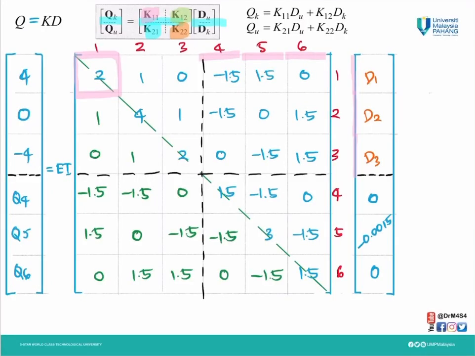So we know this is our matrix K12. This is our K12 times D known. So this one. You need to expand that. To do that, for this cell, 1.5 times 0 plus negative 1.5 times negative 0.0015, then plus 0 times 0.